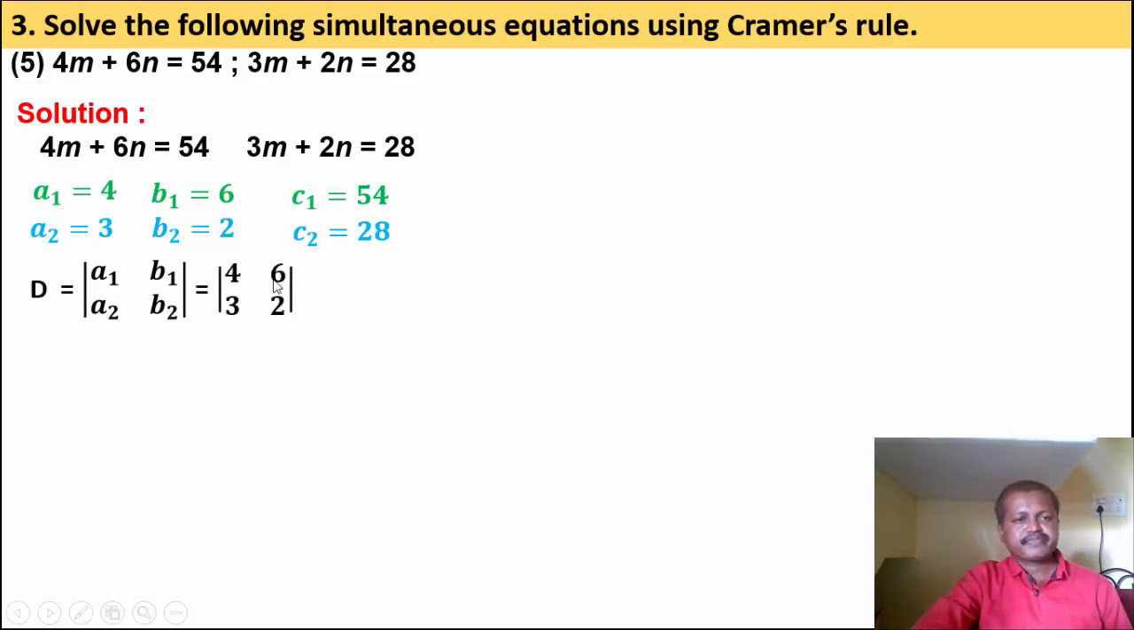Now calculate value for d as determinant a1 b1 and a2 b2. Put up the values. For a1 b1 you write 4 6, and for a2 b2 the values are 3 2. Now take cross multiplication, 4 into 2 minus 6 into 3. 4 into 2 is 8 minus 6 into 3 is 18, so write 8 minus 18 is equal to minus 10. So this is the value for d.